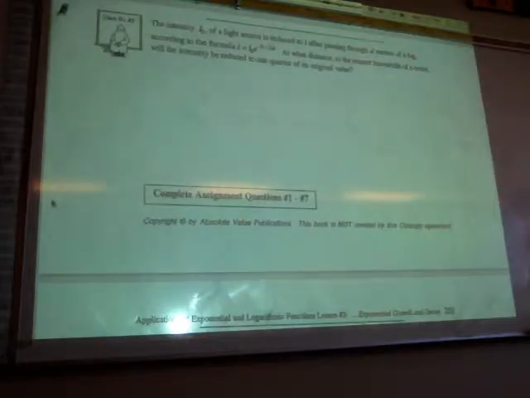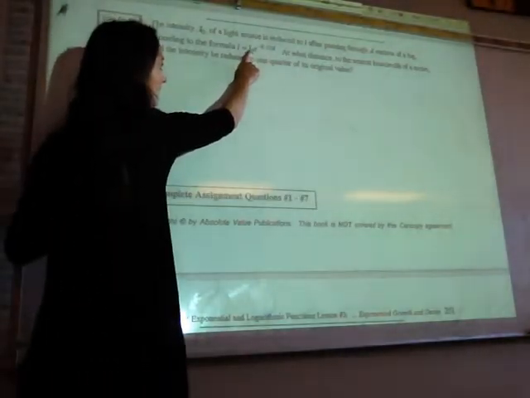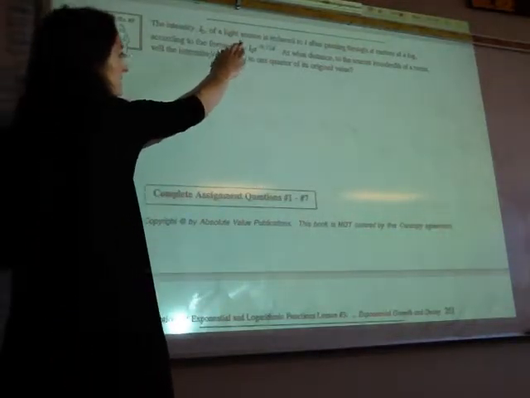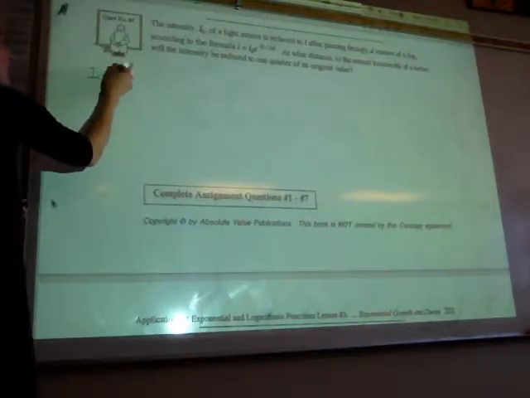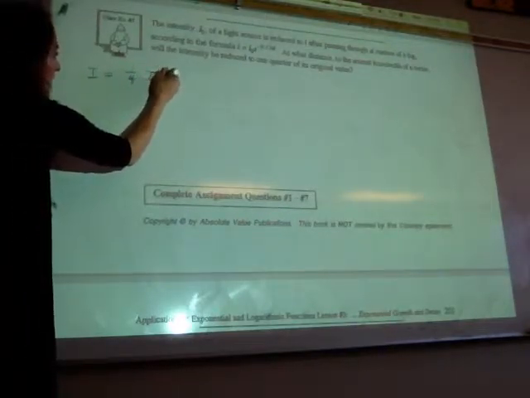The intensity I0 of a light source is reduced to I after passing through d meters of fog, according to the formula I equals I at 0 multiplied by e to the power of negative 0.12 times d. We have to figure out at what distance, to the nearest hundredth of a meter, the intensity will be reduced to 1/4 of its original value. They're not giving us any original value, so we leave that as the intensity at 0. They're telling us that the final intensity will be 1/4 of the original value. So our I is actually 1/4 of the original.